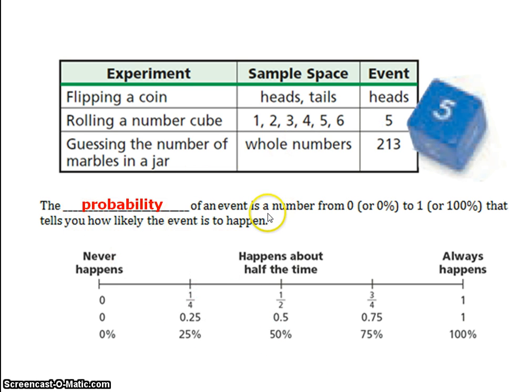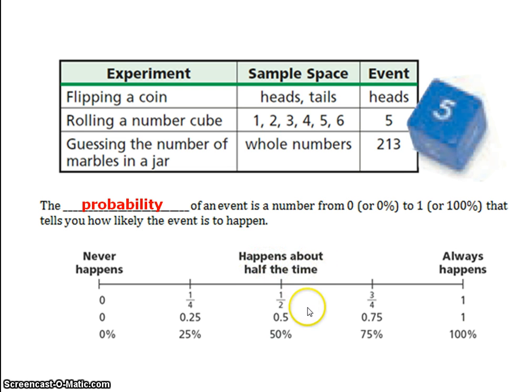The probability of an event is a number from 0 or 0% to 1 or 100%. That tells you how likely an event is to happen. Never happens would be 0 or 0%. So let's say today is Tuesday. The probability that tomorrow would be Monday would be 0%.